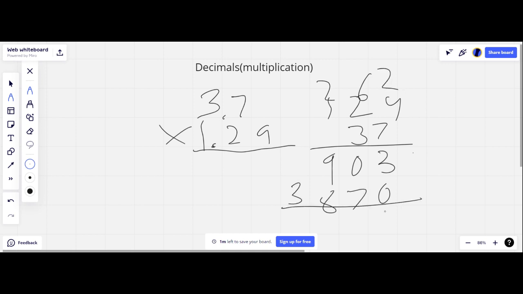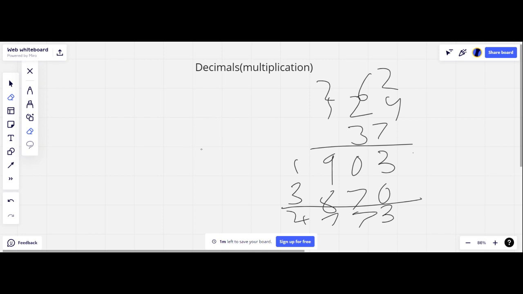Now let me do the multiplication, and we get 4773. So if the answer is 4773, we have 1.29, 3.7, right? So we need to count the amount of decimal places. 1, 2, 3. So let's write our 4773. We'll go from here to here to here. So this is the spot. 4.773 is our answer.